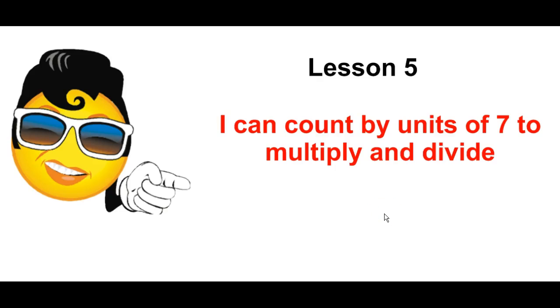Your learning target for lesson 5 is: I can count by units of 7 to multiply and divide. So it's a lot like yesterday's lesson, but we're going to be using our 7 facts instead of our 6s. You can still use those strategies that we talked about in lesson 6, where if you multiply by 4, by 6, or by 8, you can just use that double strategy that I went over from lesson 6.